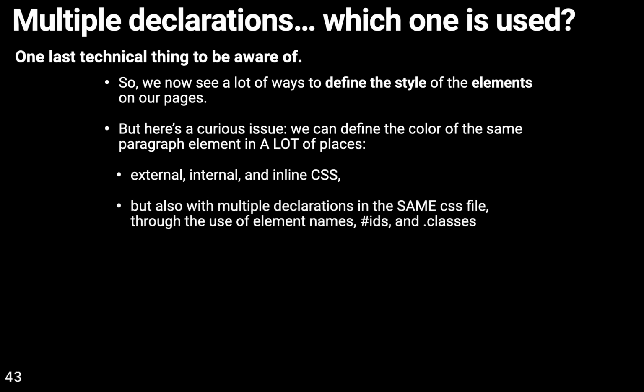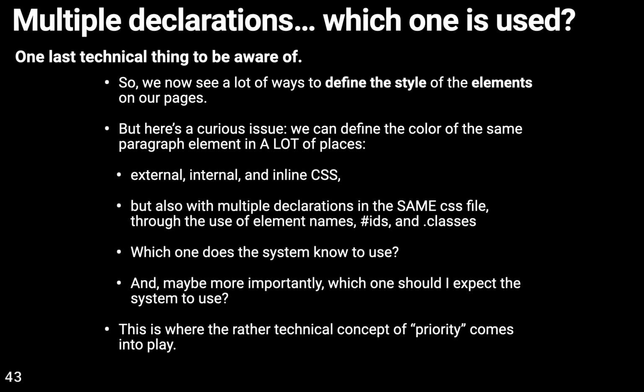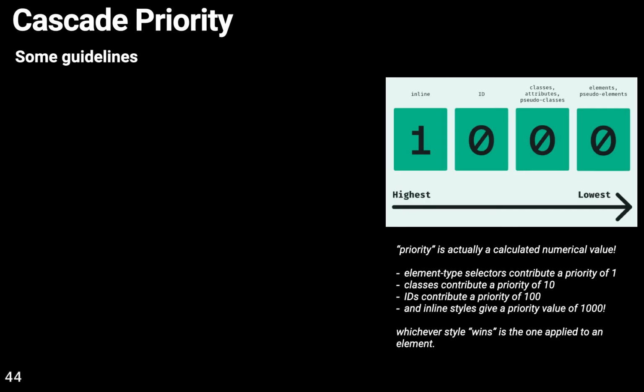But also, you might have multiple declarations in the same CSS file that apply different things, right? So one individual element could have a name, an ID, and a class, all of which could be defined in multiple places. The question is which style ultimately gets applied? And maybe more importantly, which one should I, the programmer, expect the system to use so that I don't make errors? So this is where the concept of priority comes into play. Cascade priority.